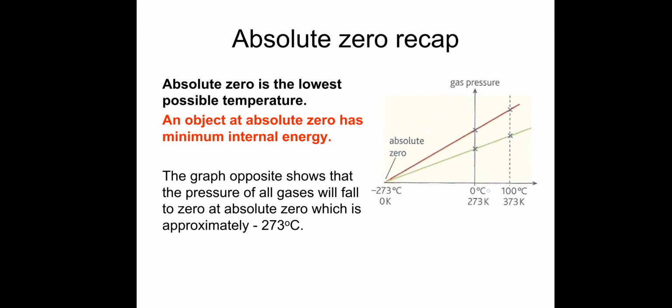So to go from degrees Celsius to Kelvin, we just add 273. And to go from Kelvin to degrees Celsius, we just subtract 273. And there's some examples here. Well, let's do the question.